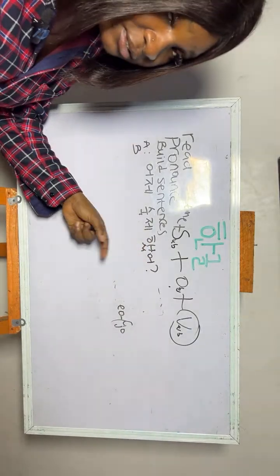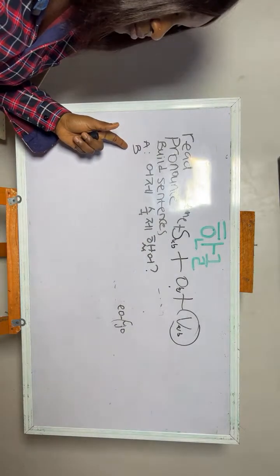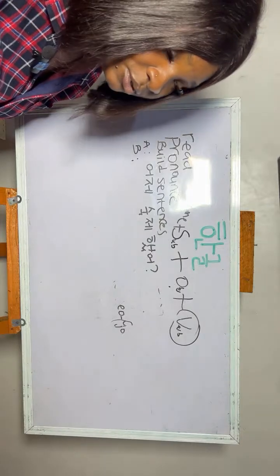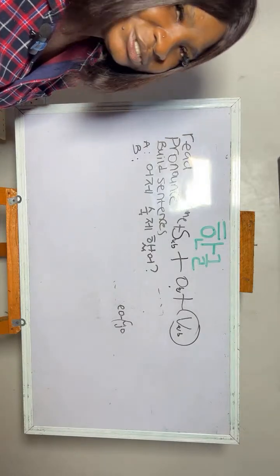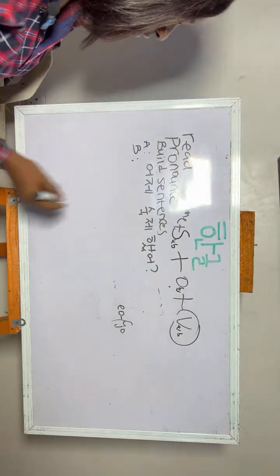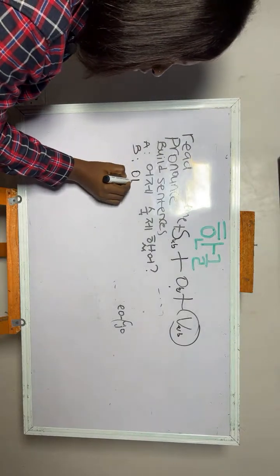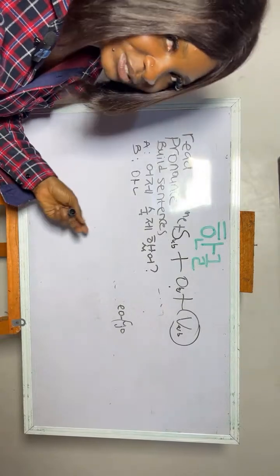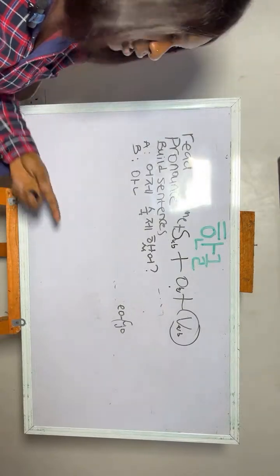어제 숙제했어? A is asking B now. Did you do your assignment yesterday? Then B says, now this is banmal. So let's say it's between two friends or two sisters, or even a mom asking a child, basically.